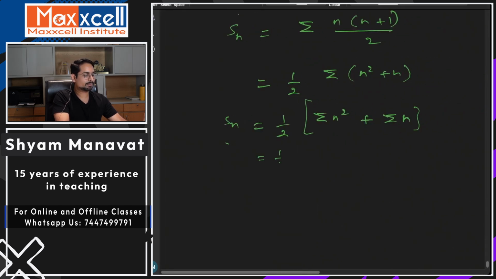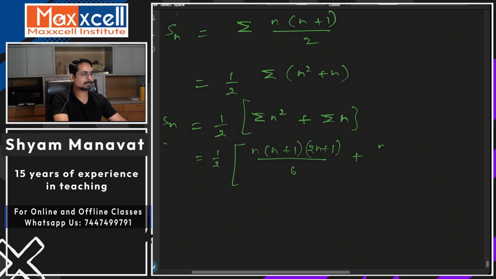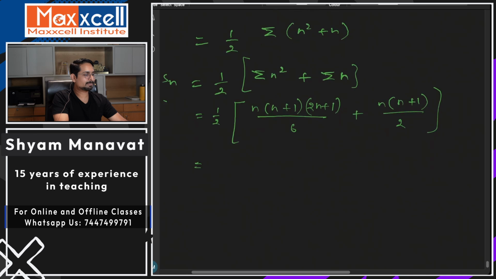So you get 1 by 2 here. This is nothing but n plus 1, 2n plus 1 by 6, plus summation of n is n plus 1 by 2. Let's simplify this. You can take further 2 common. So here you got 4.